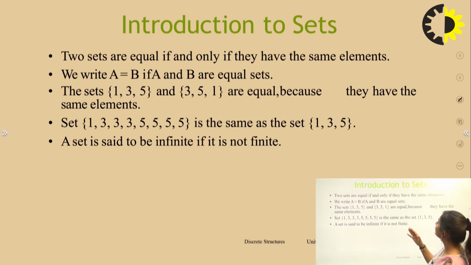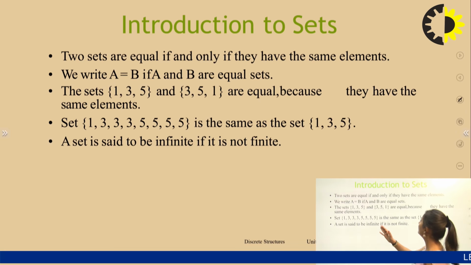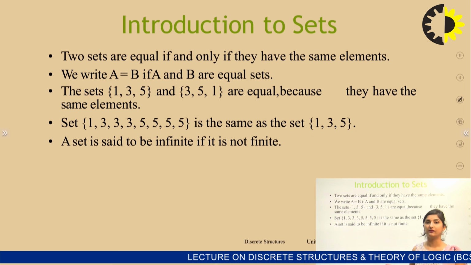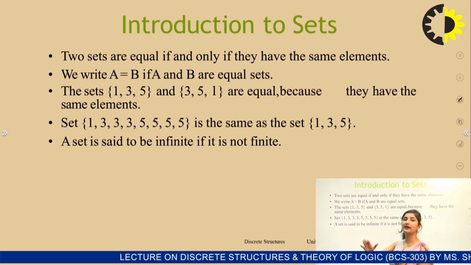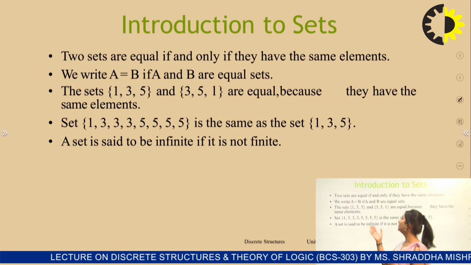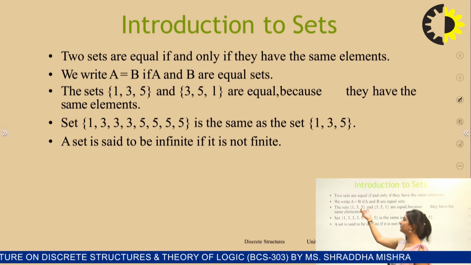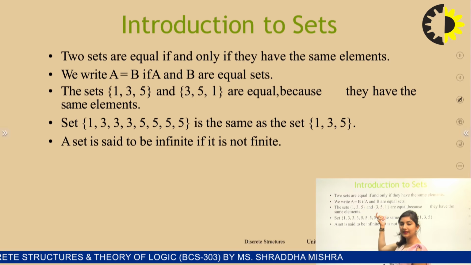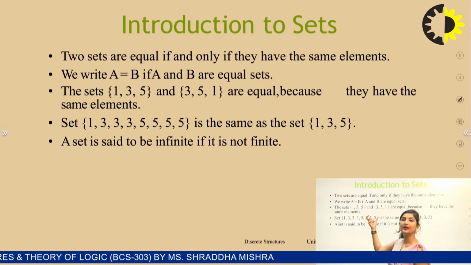Two sets are equal if and only if they have the same elements. We write A equals B if A and B are equal. Equal means the frequency and the element names have to be exactly the same. For example, 1, 3, 5, I can write it in any order: 3, 5, 1, these are the same, because the cardinality means the number of elements in that set.